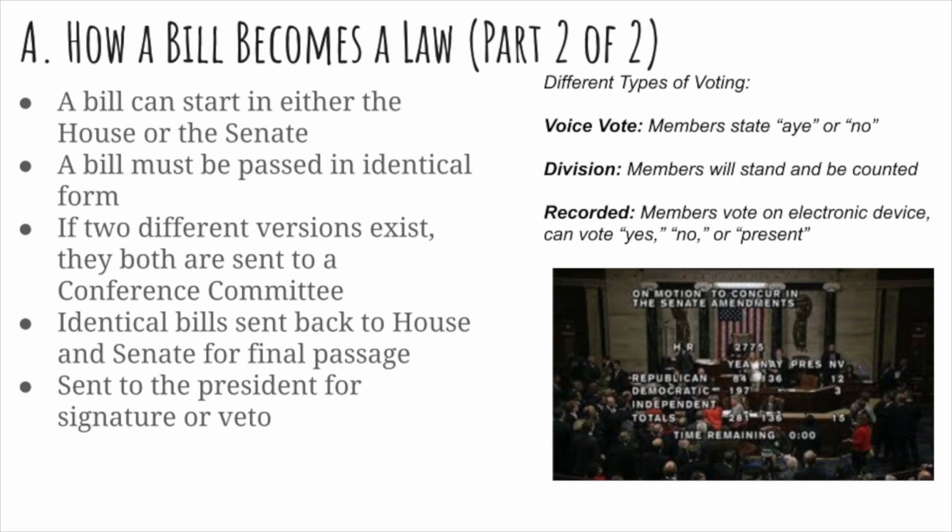Sometimes they might do a division, which basically means that they're going to be stand-in counted, but on important pieces of legislation, you would want an electronic recorded vote, and that way the constituents have a record of how your congressperson voted on various bills, and that can be an important factor in determining whether or not a constituent wants to vote for that person for re-election or vote them out of office.